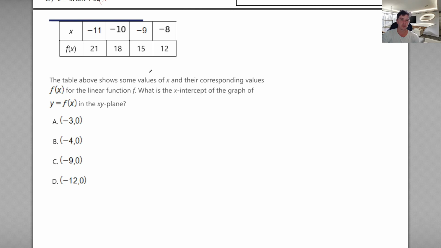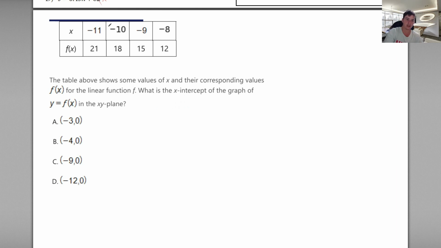The table above shows some values of x and the corresponding values of f(x) for the linear function f. What's the x-intercept of the graph of f(x) in the xy-plane? So we know that we have some values here, and with 2 points, we can find the slope, and then we can find the equation of the line. So let's just pick 2 points here. That's fine, negative 11 and 21, and negative 10 and negative 18, we can use those two.